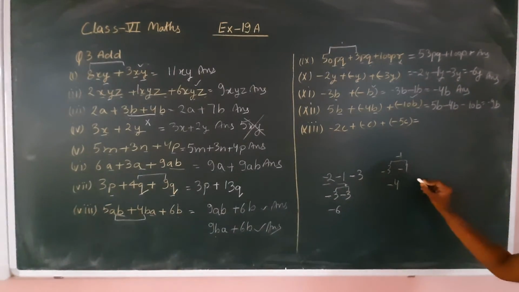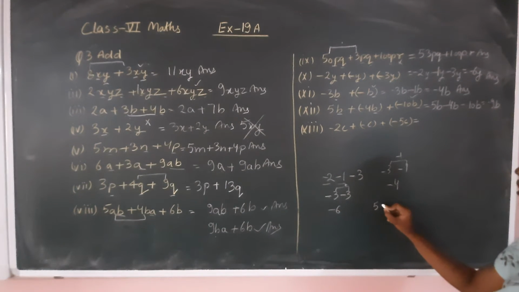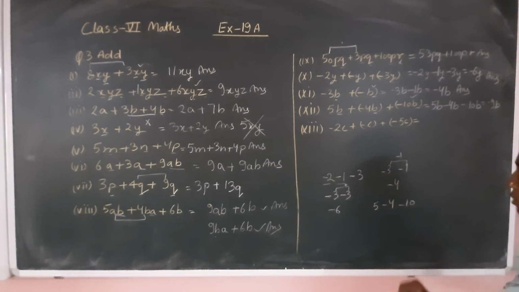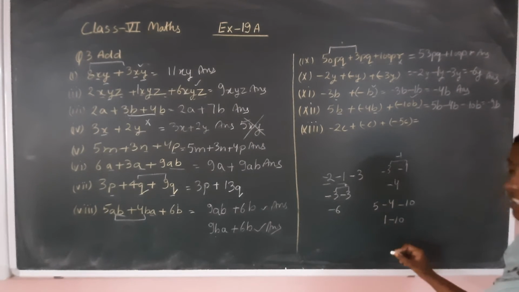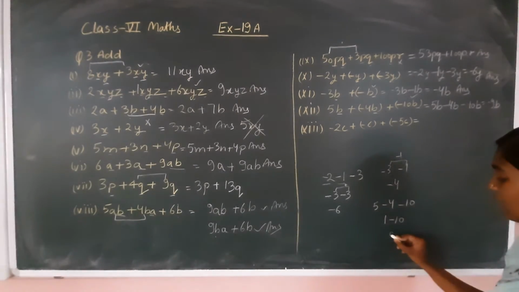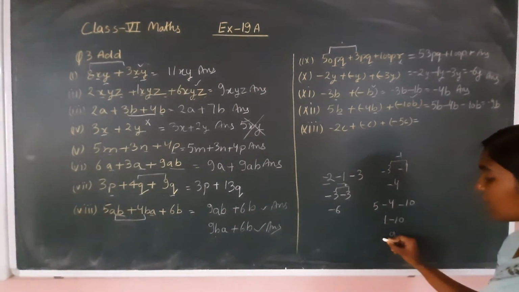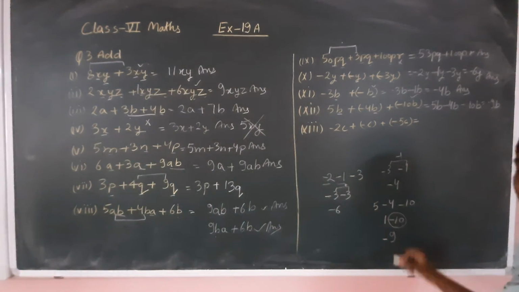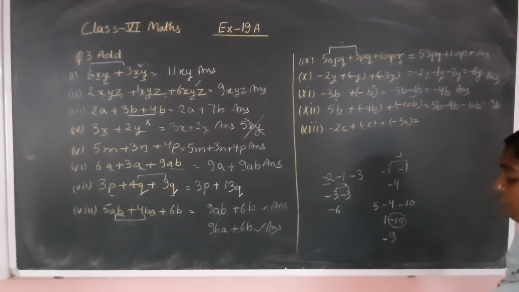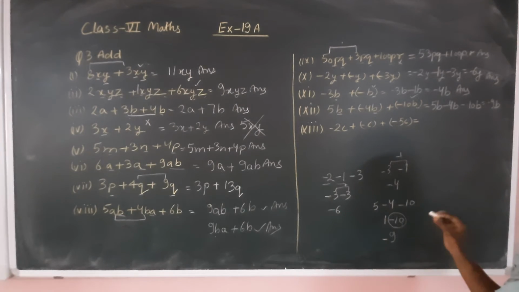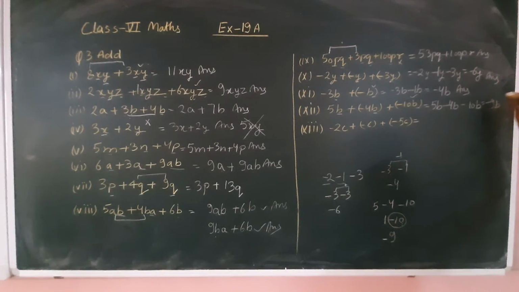If you cannot understand, you can see here 5 minus 4 minus 10. 5 minus 4 is 1, minus 10. Now 1 minus 10 is not possible. You cannot subtract 10 from 1. But we are subtracting it. There will be a minus sign because the negative number is greater, and this 10 has a negative sign. So the number which is greater, whatever sign it has, that one comes with the answer. That's why the answer is minus 9b.